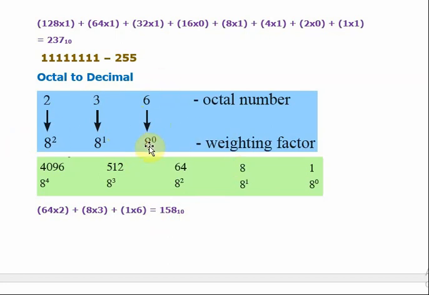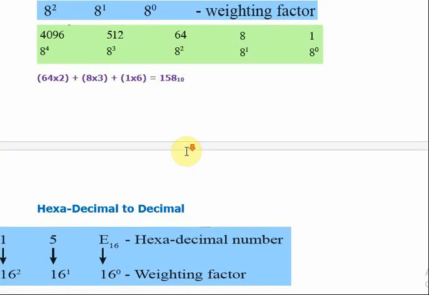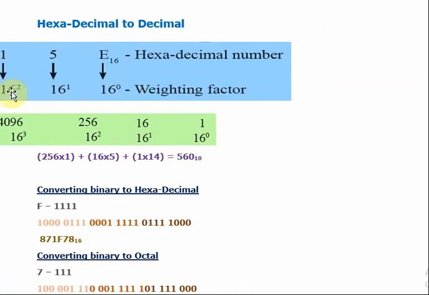In binary, powers of 2. In octal, powers of 8. In hexa, powers of 16. Once you put the weighting value, you know the value here, right? Now 16 to the power 0, any number to the power 0 is 1. So here the weighting factor will be 1. Next weighting factor will be 16. Then 256. Then 4096. So here only 3 digits, no? So then 1, 16, 256. So then 256 into 1, 16 into 5.